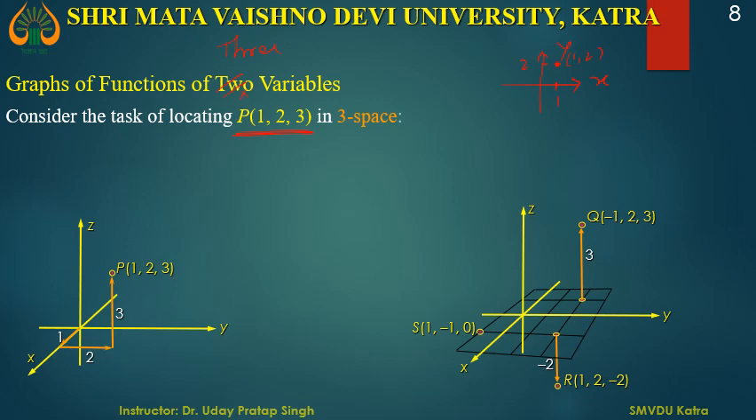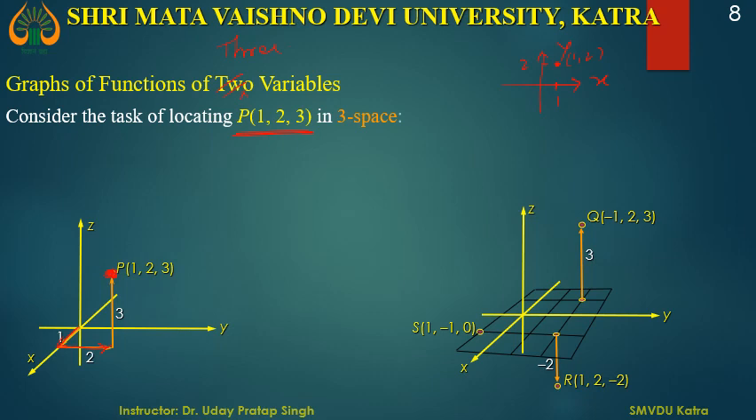How do we represent 1, 2, 3 in 3 dimensions? See, x-axis. In the x direction, go to distance 1. And y is equal to 2. In the y direction, move 2. Then what is z? z is equal to 3. Then in the upward direction, go to 3, right? Then this point represents the point 1, 2, 3, right?